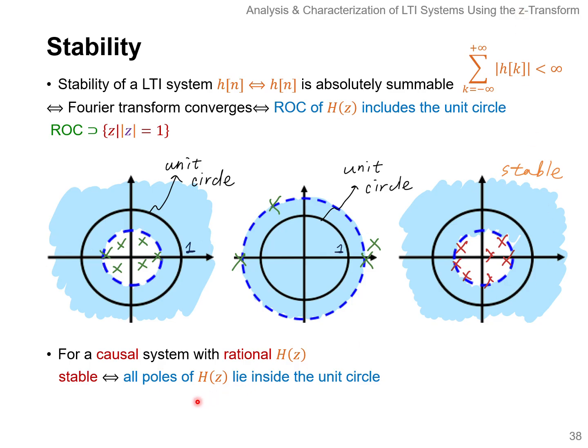So stability needs the unit circle inside the ROC. For a causal and rational system, stability means all poles are inside the unit circle.